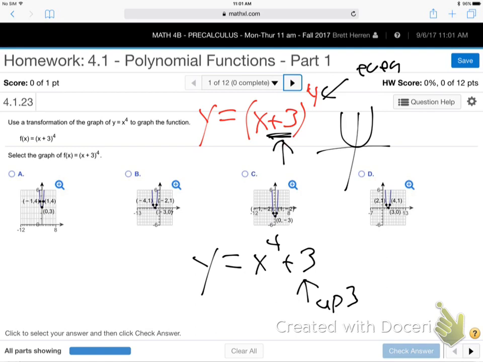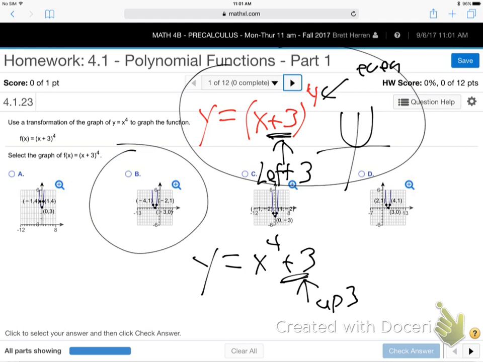But since it's inside, it's a right-left thing, and which one is it, right or left? It's opposite, because x always does the opposite. So plus is actually left, and minus would be right. If it was out here, it would be up 3 because it would be a y thing. Anyway, so it's left 3. So we take a U shape and move it left 3. Which one of those is a U shape? Looks like that one, moved left 3. There it is, B, we're done. Don't even need to do anything else. Good?